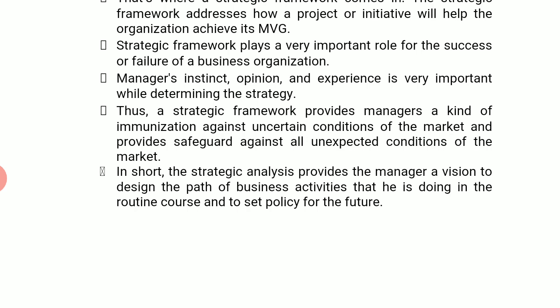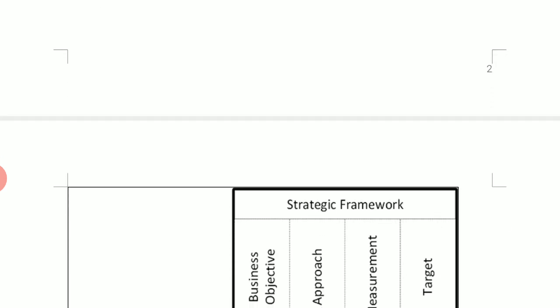So we can say that strategic analysis is to be done, right? In the strategic framework, a strategic choice is to be taken up, and that is said to be on the basis of strategic framework. That is what is important in the success or failure of the organization. So that is all about the strategic framework.